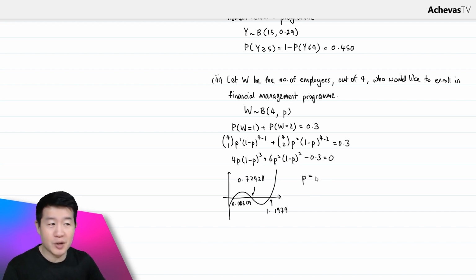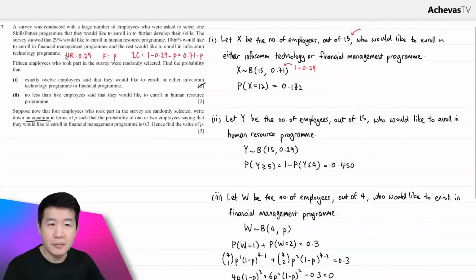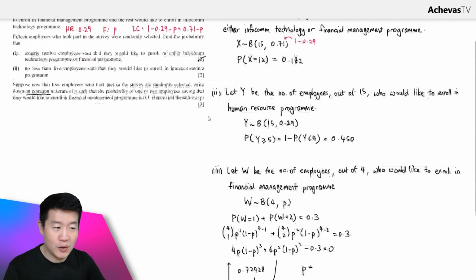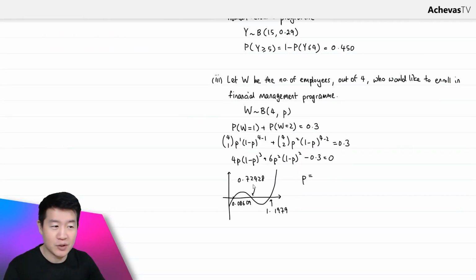I'm definitely rejecting this because p is a probability, it cannot be more than 1. I'm going to be rejecting this also, 0.72. You know why I have to reject this? Because HR is 0.29, which means that 1 minus 0.29 is 0.71. And p cannot be more than 0.71, right? Because the total of all the probabilities should be equal to 1. So p must be less than or equal to 0.71. I'm getting a p that is more than 0.71, so I'm going to be rejecting this.